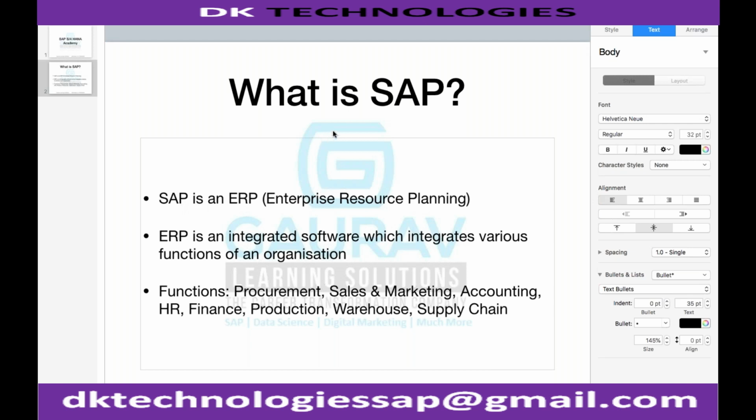Okay, so just remember, SAP is an ERP. It is the software which integrates all the different functions of an organization. What are the different functions? Different functions can be procurement, sales, accounting, production, warehouse, supply chain, and all. Okay, but before that, what exactly does SAP stand for?